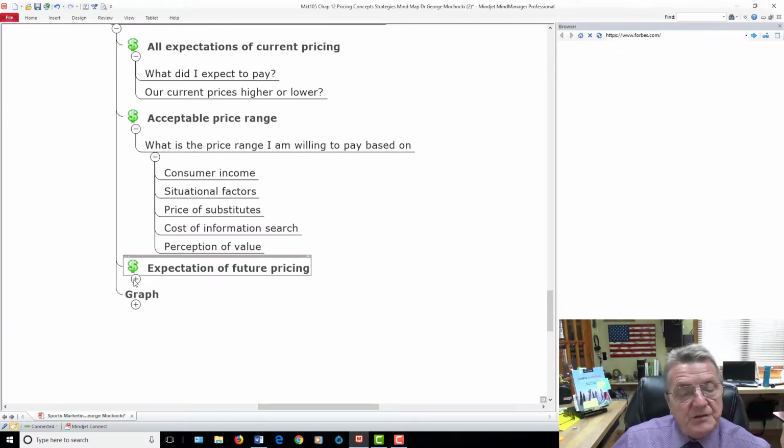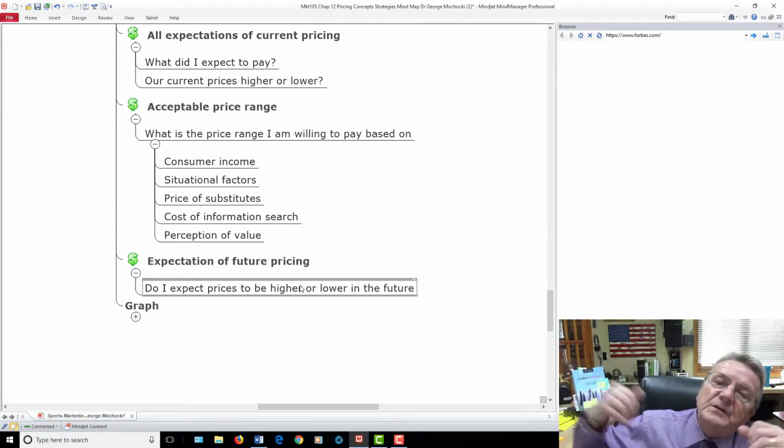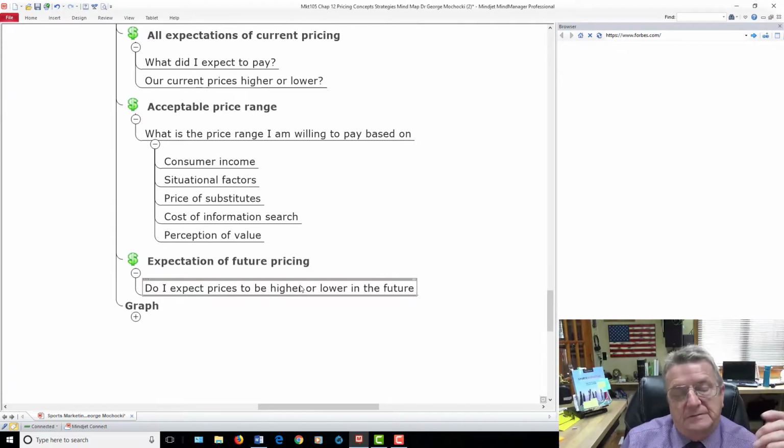Okay, expectation of future pricing. Do I expect the price to be higher or lower in the future? I understand there can be some cost of living adjustment. I got a little raise, okay, but don't make it so high to recoup everything else, for lack of better words, for your rebuilding or repositioning, reorganizing to get that money right away.